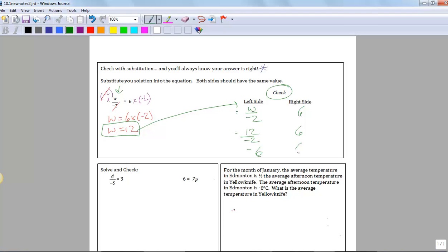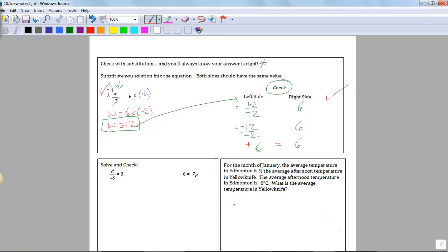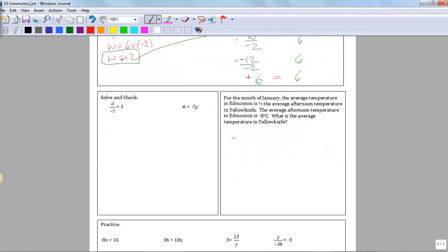Whoa, wait a minute. I can see here that I made a mistake. It's not 12, but -12. Maybe you caught that, but if you didn't, a check is a good way to see. If the left side equals the right side, you know for sure you got the question right. Okay, so here's the solve and check.